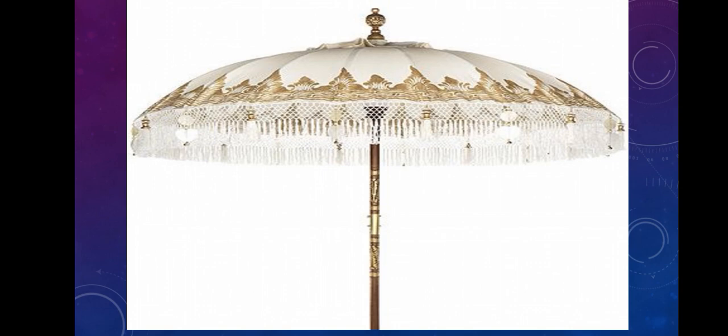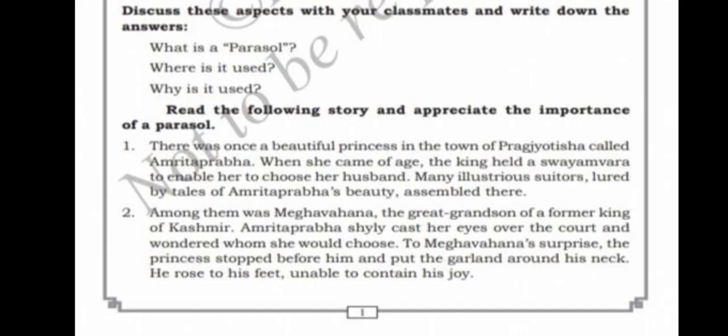Meghavahana was a king and a great grandson of the king of Kashmir. Once he went to get married. There was a beautiful princess in the town of Prajyotisha called Amrita Prabha. When she came of age, the king held a Swayamvara to enable her to choose her husband. So she was given a chance to choose her husband.